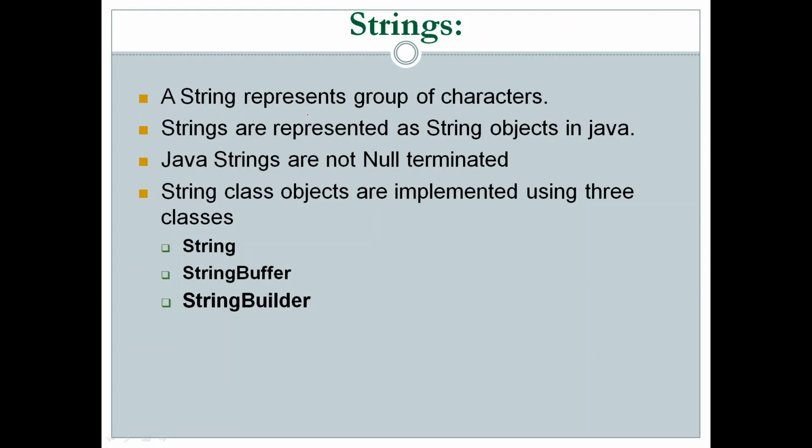A string represents a group of characters. String simply means, as I've said, sequence of characters, group of characters, or set of characters. Strings are represented as string objects in Java. Unlike the C programming language, where strings are represented as character arrays. If you have studied C, you might know how strings are declared in C. We use a character array.